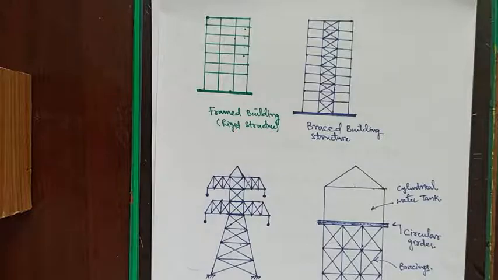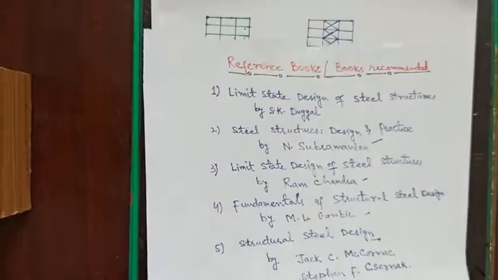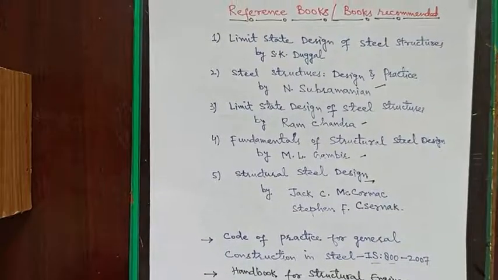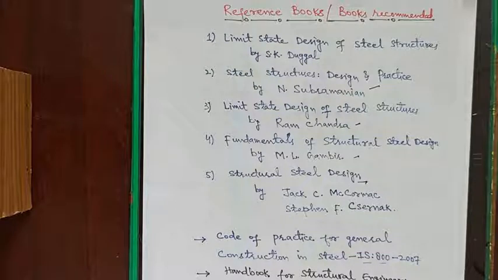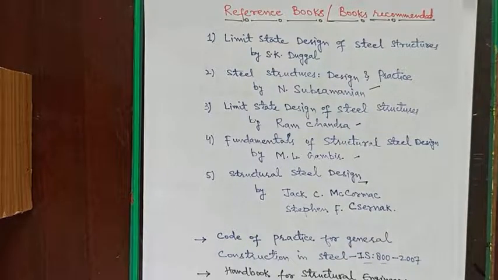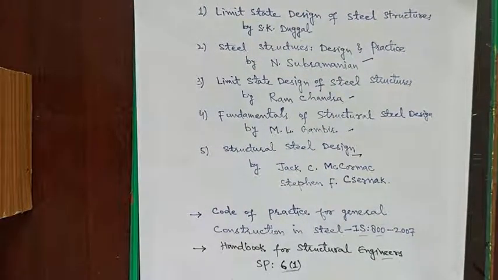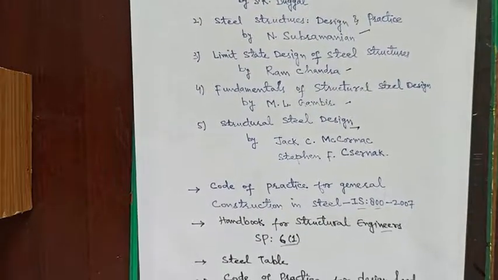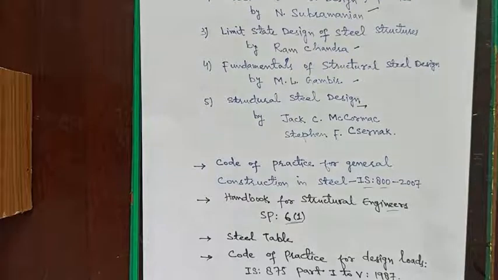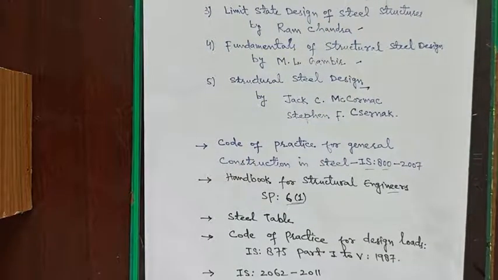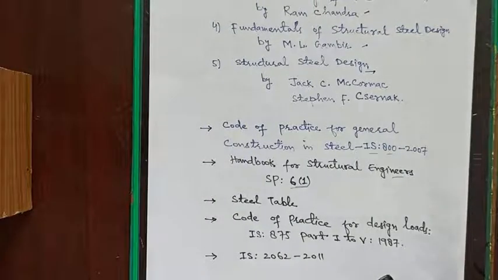First of all, let me give you the list of recommended books and the codes of practice that you will need to follow in this course. So here is a list of reference books. Limit State Design of Steel Structures by S.K. Duggal, Steel Structures Design and Practice by N. Subramanian, Limit State Design of Steel Structures by Ramchandra, Fundamentals of Structural Steel Design by M.L. Gambhir, Structural Steel Design by Jack C. McCormac, Code of Practice for General Construction in Steel, that is IS 800-2007, Handbook for Structural Engineers SP6, Steel Table, Code of Practice for Design Loads IS 875-1987 and IS 2062-2011.